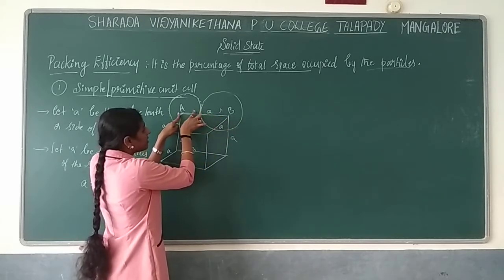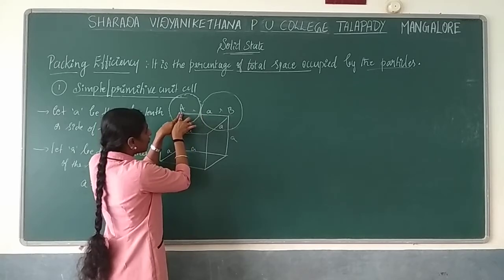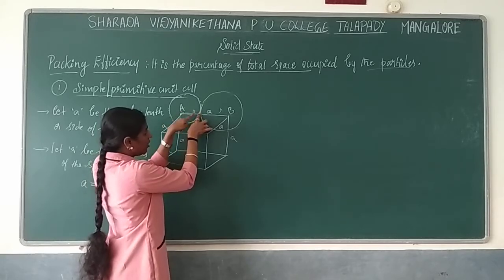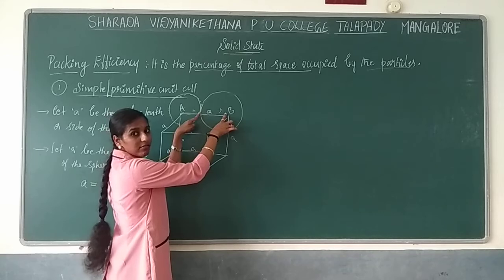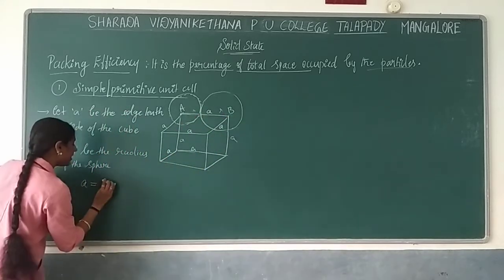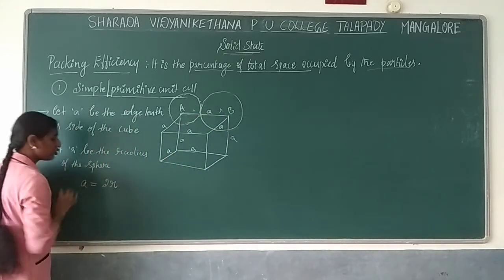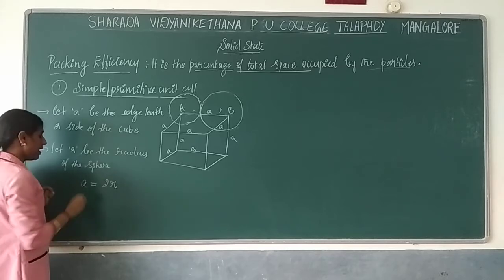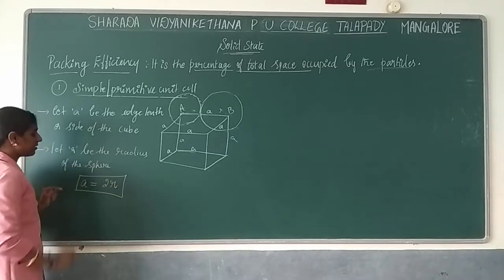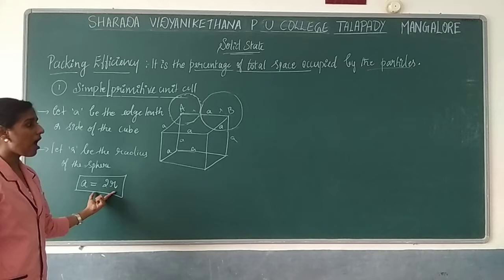So if you are relating with r, from here to here is 1 r, from here to here is another, 2 r. So we can write this as a is equal to 2 r, right? Okay. So we get the relation between a as well as r.